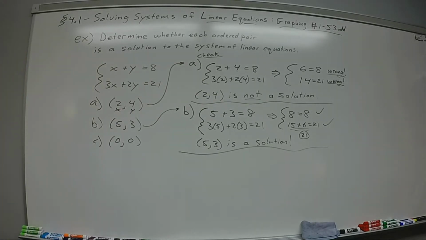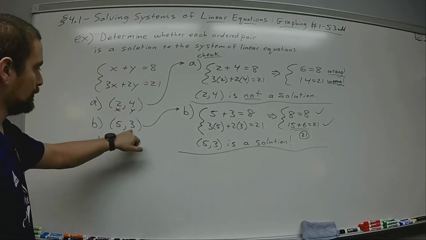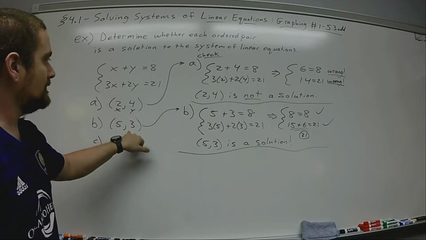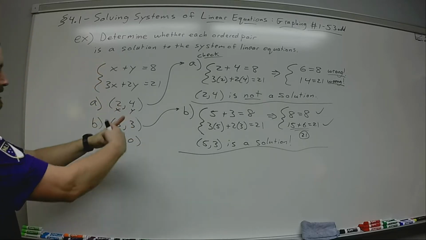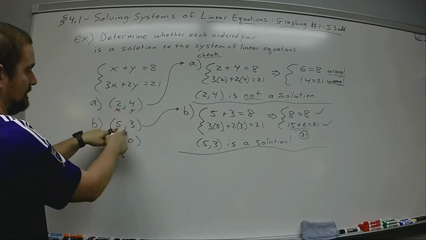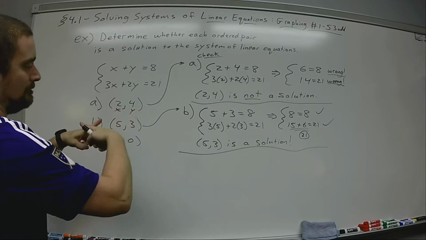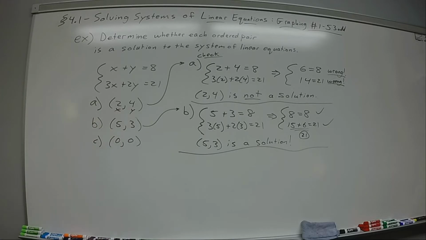That means that the point 5, 3, that ordered pair, is a point that is both on the first line and the second line. So they're crossing, and they just happen to cross at that point because that point is on both of those lines. So that's our unique solution.